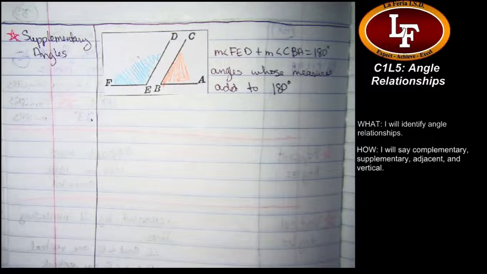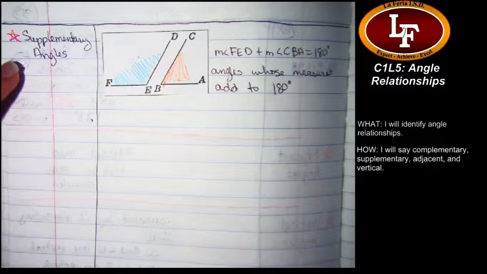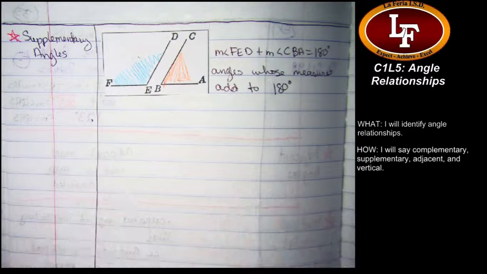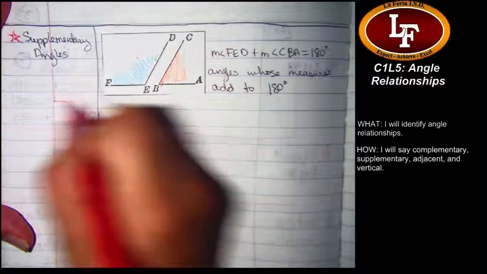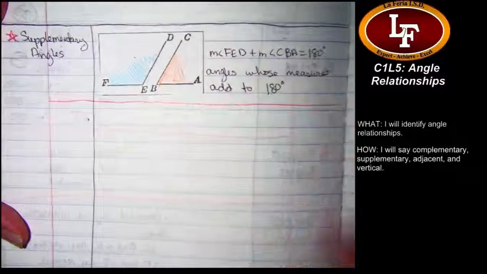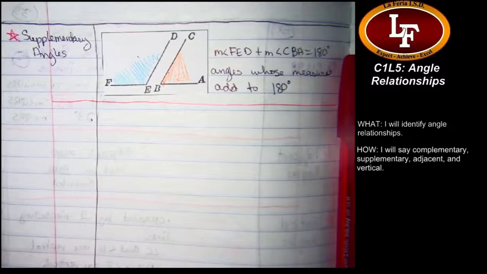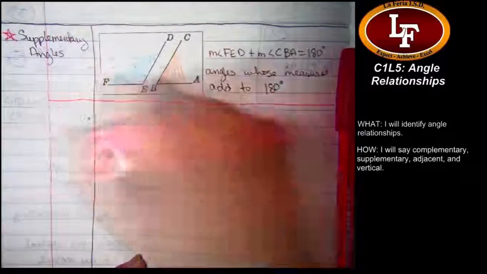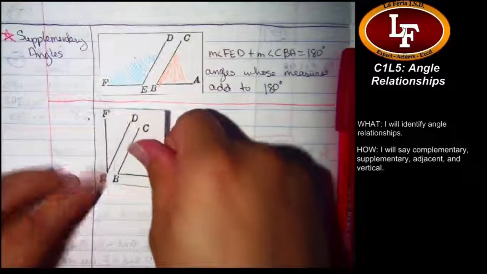Which means linear pairs are supplementary. But just because we have supplementary angles doesn't mean we have a linear pair. They have to be adjacent. And if they're not, all we can say is supplementary, and that's where we have to stop. That make sense? All right. Last vocabulary word, and then we'll go on to the final example for the day.